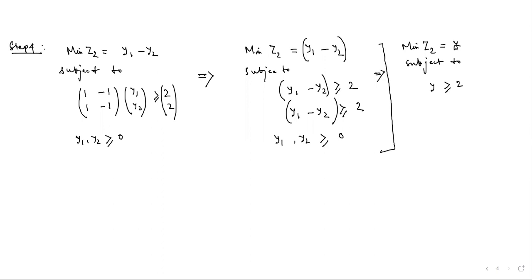And therefore, you can write, if you wish, that this is happening. Oh, sorry. Not like that. Now, obviously, since y is greater than or equal to 2, it is quite obvious that y is greater than or equal to 0. So feasibility is automatically satisfied.